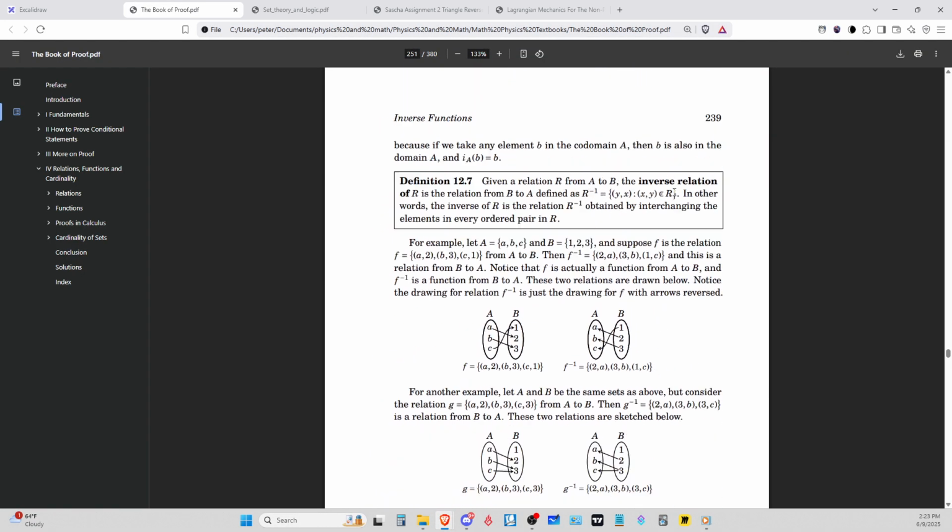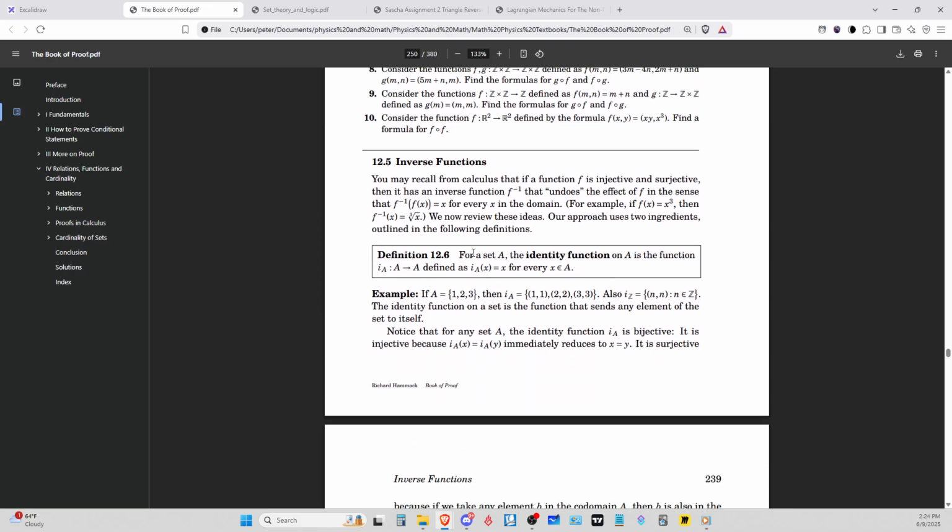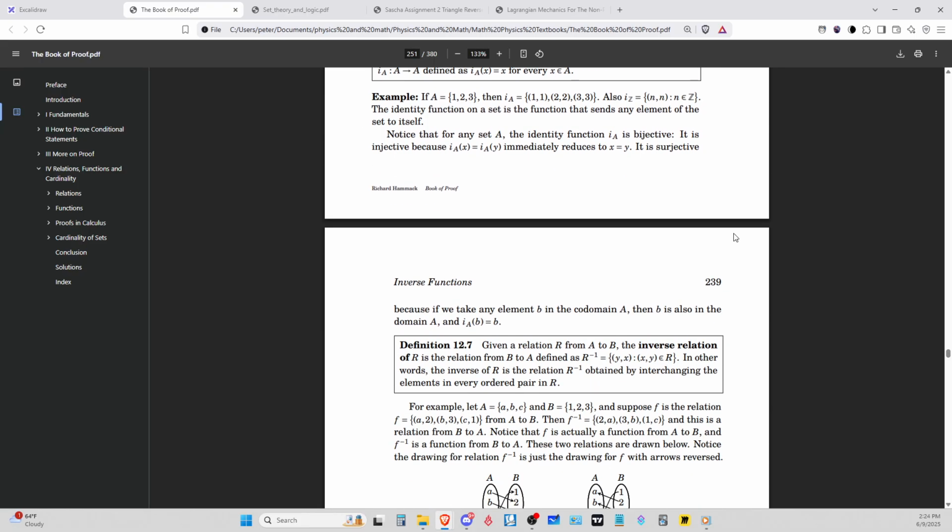Okay, inverse functions. Here we go. You may recall that from calculus. For set A, the identity function. Okay, yeah, here we go. For set A, the identity function on A is the function from A to A defined by. Okay.